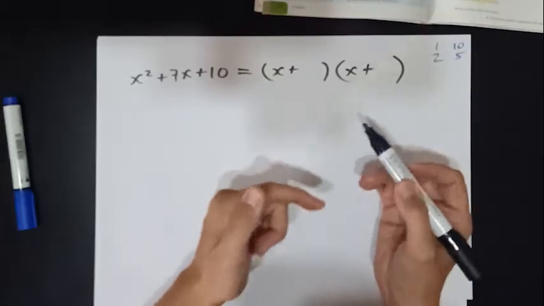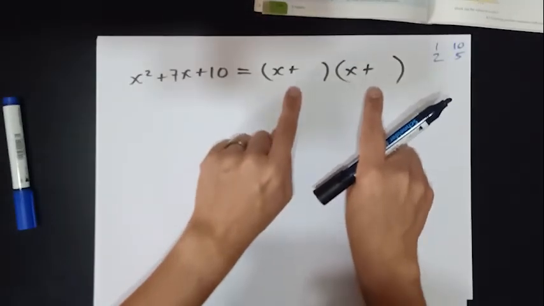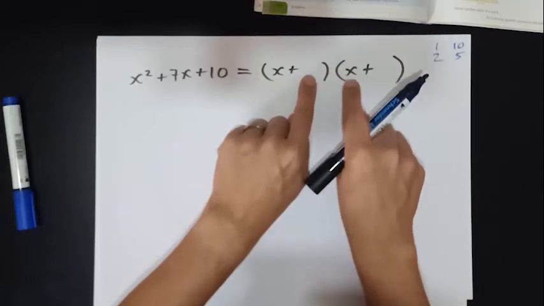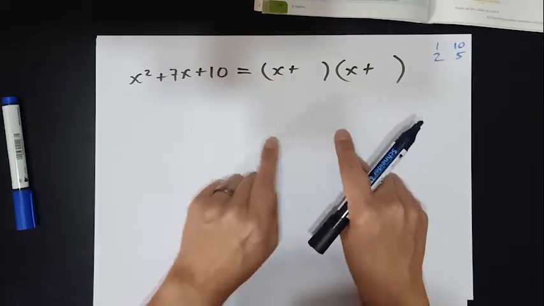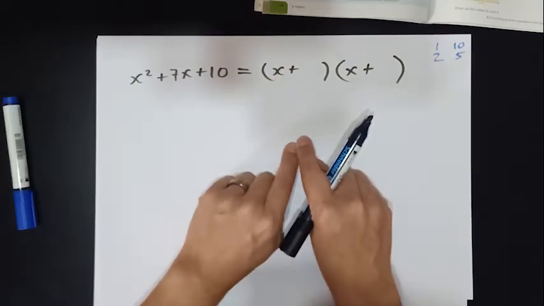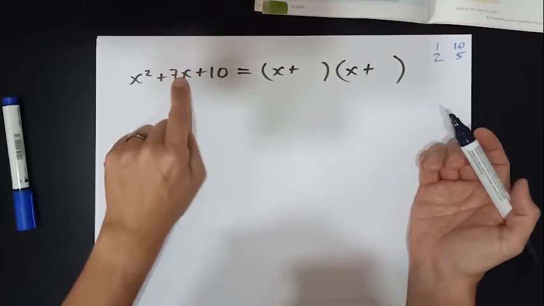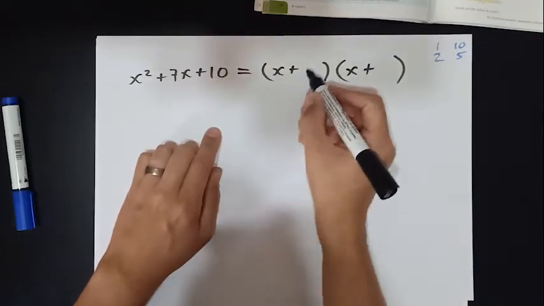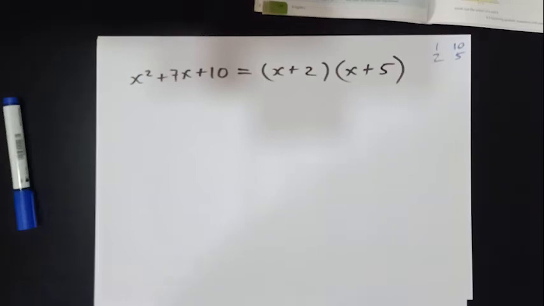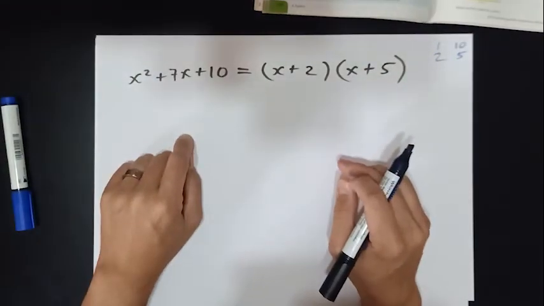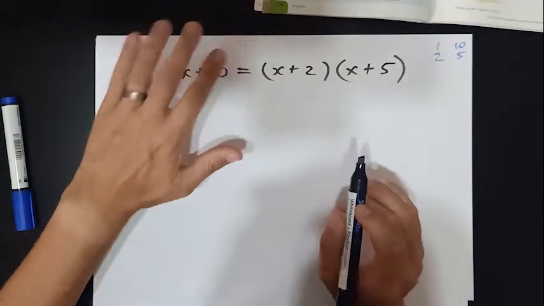But if you remember how it works, when we expanded it out, this times this gives something x, and this times this gives something x, and we add them together to get this. So the numbers need to add together to make this one, and multiply to make this one. That's quite easy. It's going to be 2 and 5. It doesn't actually matter which way round it is in this example.